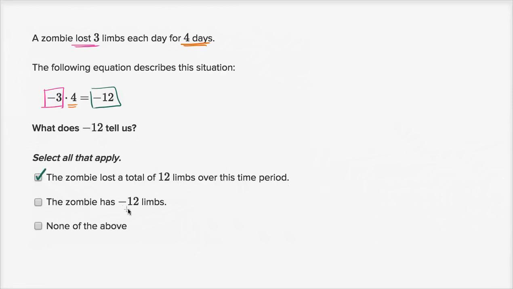The zombie has negative 12 limbs. Well, no, to have negative 12, I don't even know what a negative limb would be. We don't know how many limbs the zombie started with. I don't know if it might be some type of centipede zombie or something. It might have had 100 limbs, and if it lost 12 of them, it would now have 88 limbs. And the zombie might have had 12 limbs, and now it has 0 limbs. In fact, I don't even know how you get to negative limbs. So I don't think this makes sense. I'm not going to pick none of the above because I agree with this first choice.